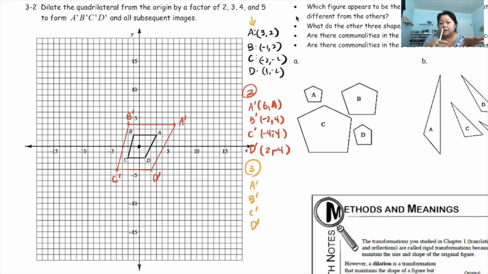because we're still going back to the original one. We're not going back to the red one. We're going back to the black one. So go back to the black coordinates. Now you're multiplying everybody by 3. My new coordinates now are 9, 6, -3, 6, -6, -6, and 3, -6. Okay, so again, I got 9, 6. That's A prime. I got -3, 6.